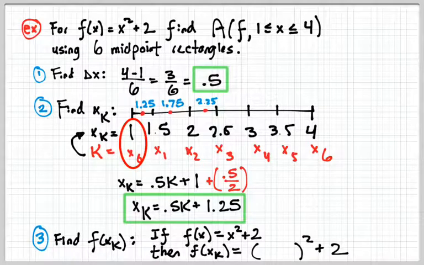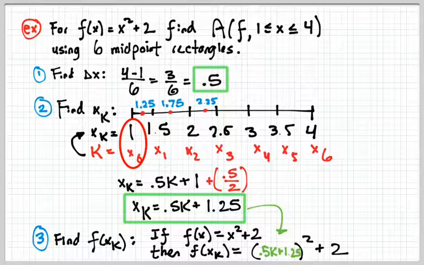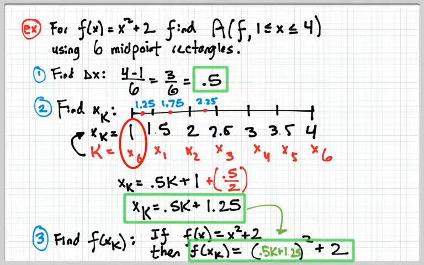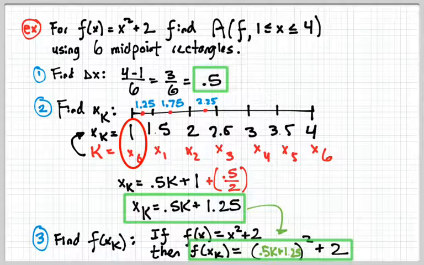Now what goes inside the parentheses? We're going to take our x of k, drop it right in. So it'll be 0.5k plus 1.25. And this will be our final expression with the squared. Write it in there so you can see it. And it'll be good to have parentheses around this. Okay, so that is our entire height.